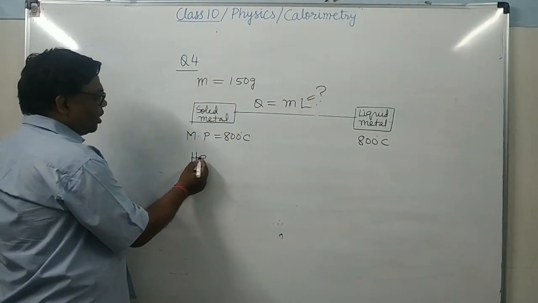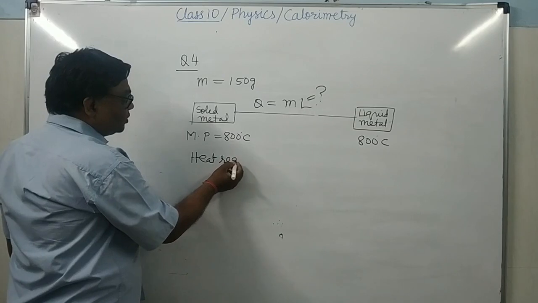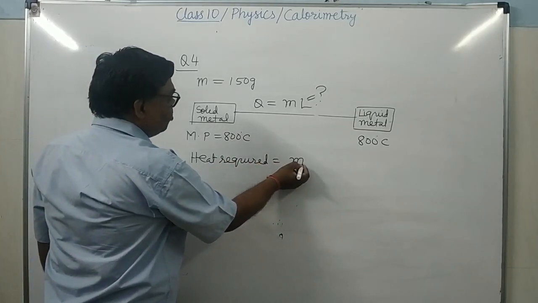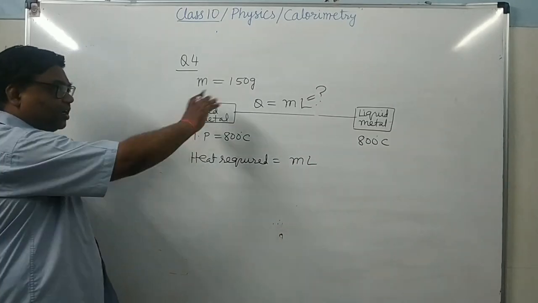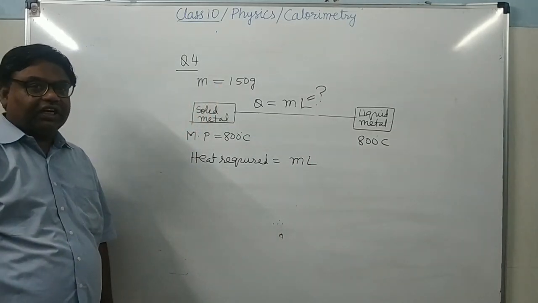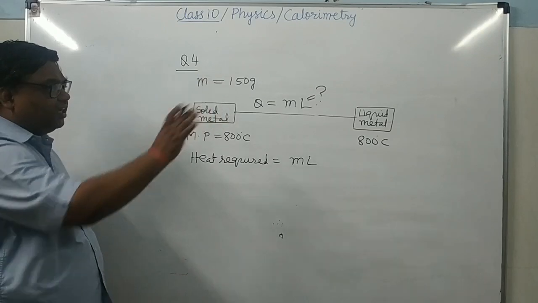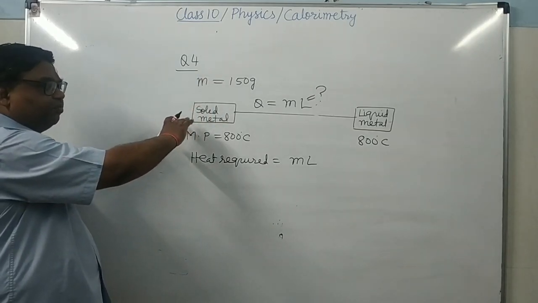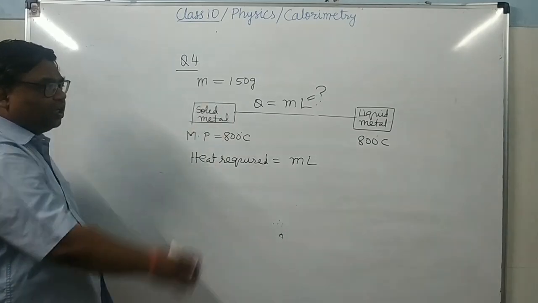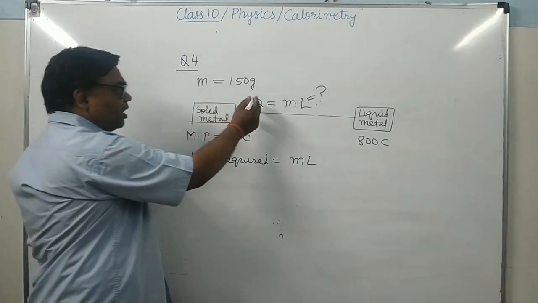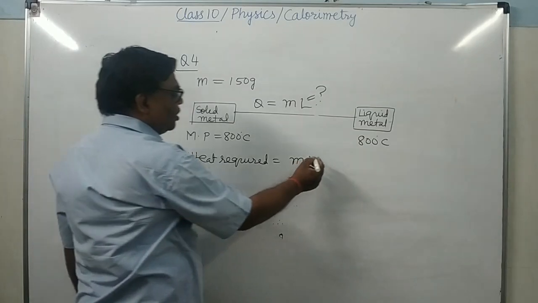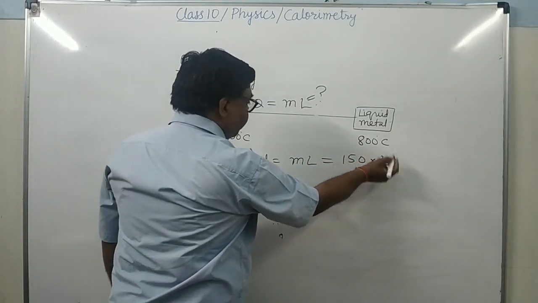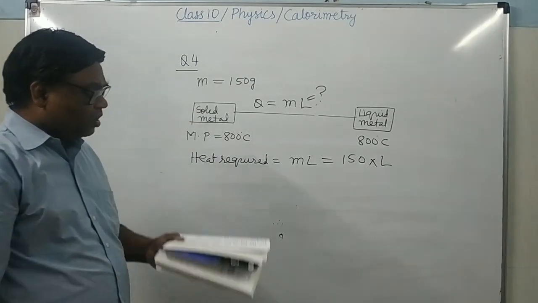So heat required, first you find from here, equals M into L. When you have written this, no need to write any statement, because everything is clear that this metal is changing from solid state to liquid state by absorbing this latent heat. So 150 into L.